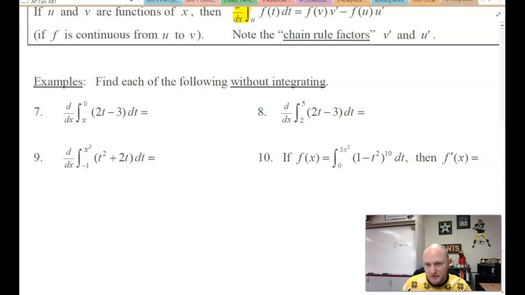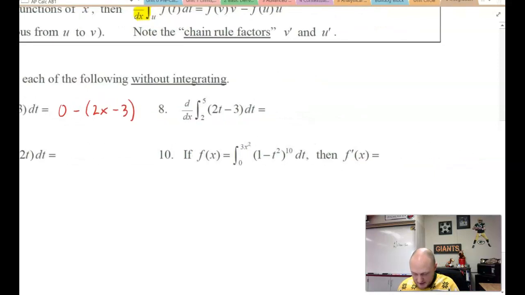I have, for example 7, the derivative of the integral from 0 to x of 2t minus 3 dt. Well, I know that the integral and the derivative are going to cancel out, and then I'm going to subtract my bounds. The derivative of a constant function is just 0, right? So my function evaluated at 0 is 0, minus, if I go ahead and now plug in my function, 2 times x minus 3, and there you have it.